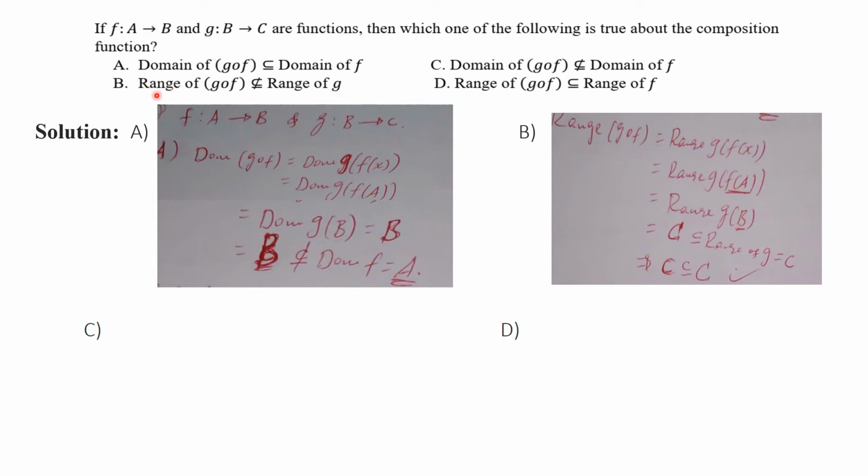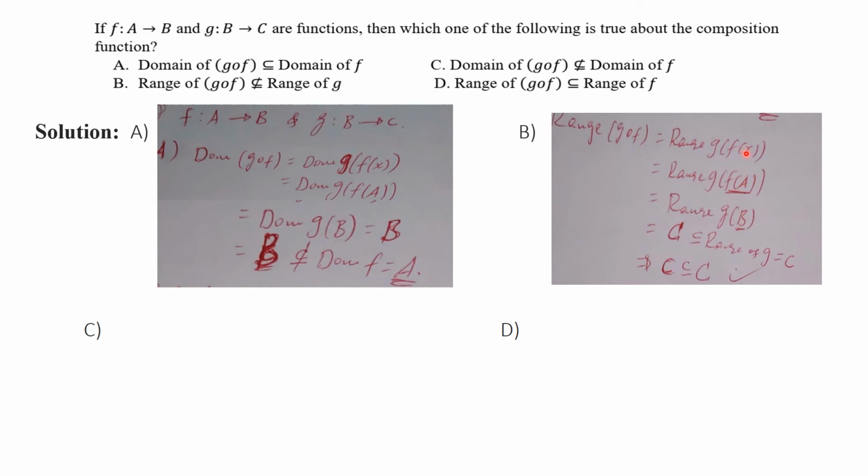Look here, range of gof is not the subset of range of g, it says. So this is what we check. Range of g, who is that? C. Range of g is C. Now, range of gof means range of g of f of x.